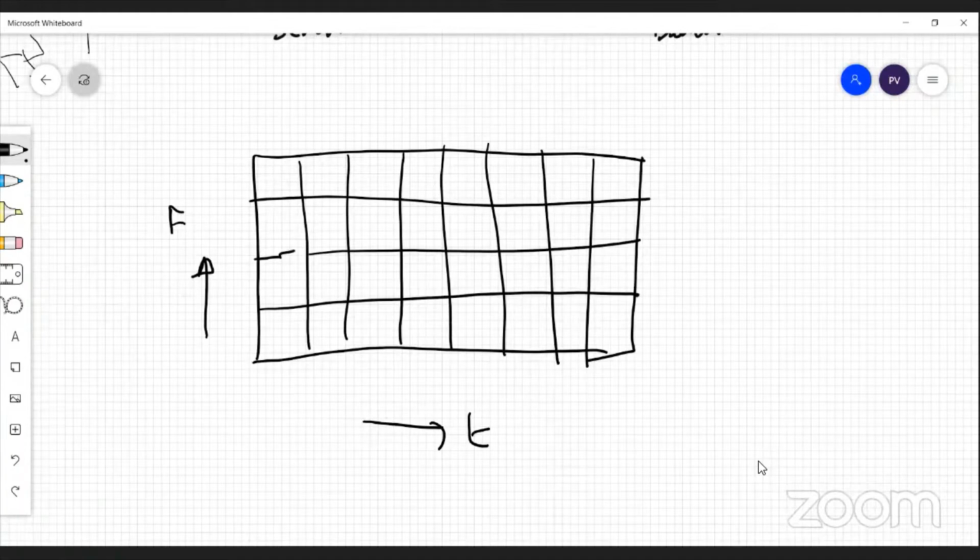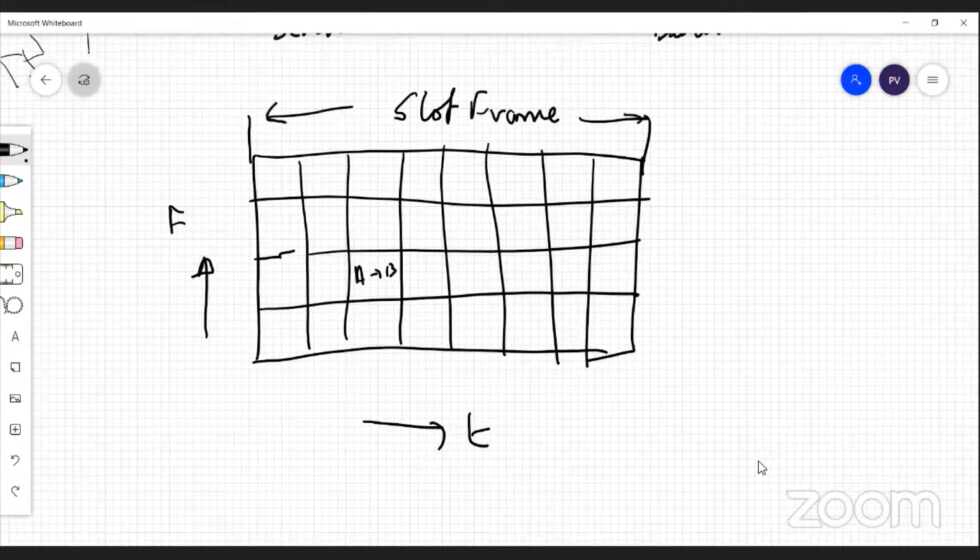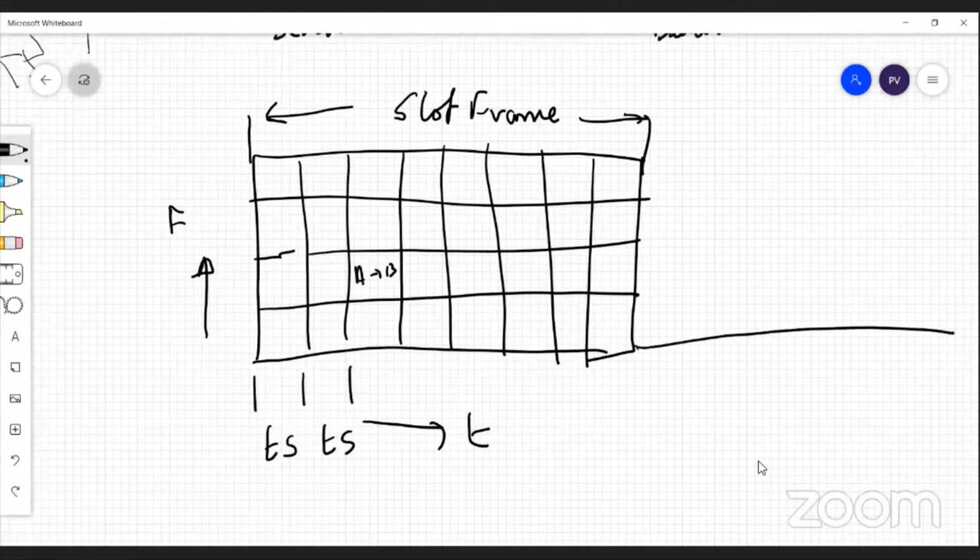Okay. Let's say A to B is communicating here. Now this and this, this is a time slot. This is a slot frame. This is a slot frame. Just remember this much, folks. Everything else will fall in place. This is a time slot. I call it TS. This is another time slot. Unfortunately, I didn't draw it equal, but pardon my error. Then you repeat all over.